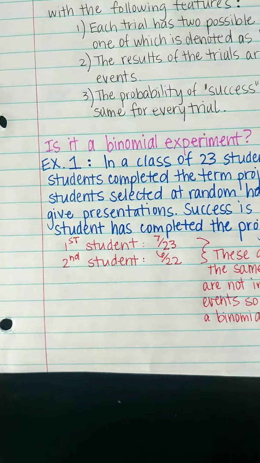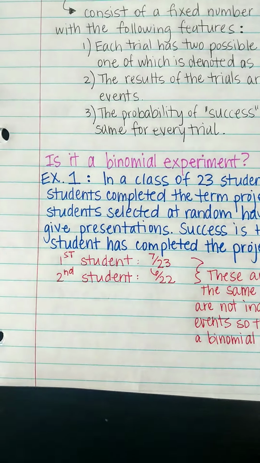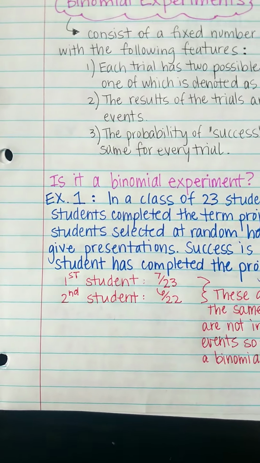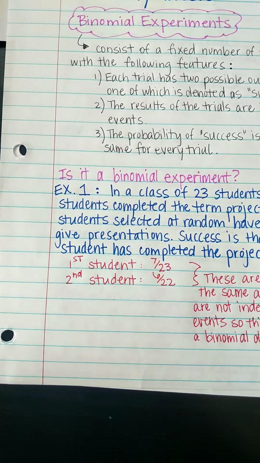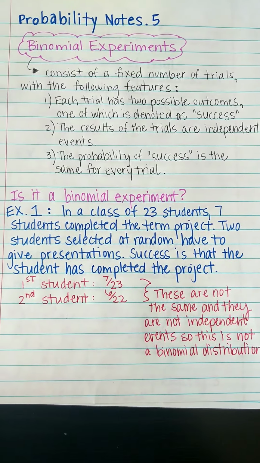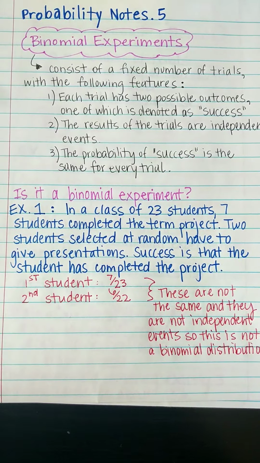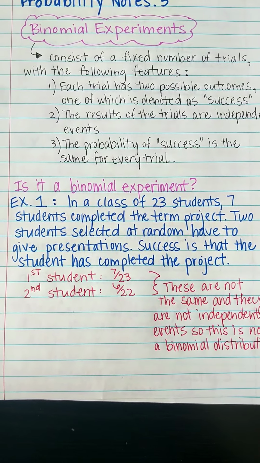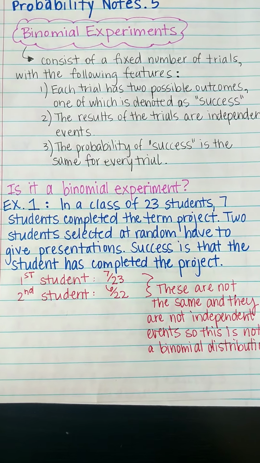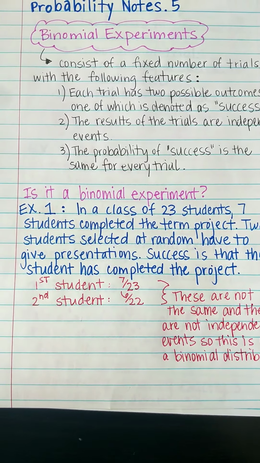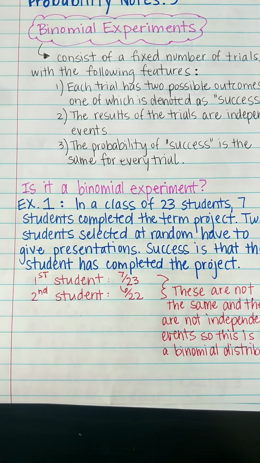All right, moving along. Is it a binomial experiment? The first thing is recognizing these experiments. Example 1: in a class of 23 students, 7 students completed the term project. Two students selected at random have to give presentations. Success is that the student has completed the project. So the question is, is this a binomial experiment?